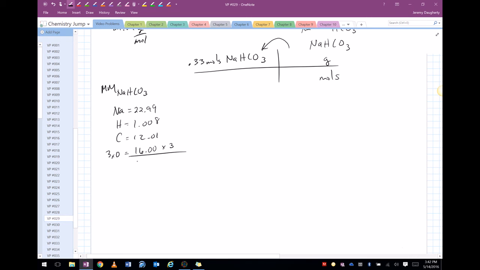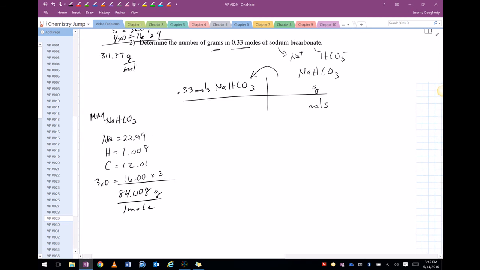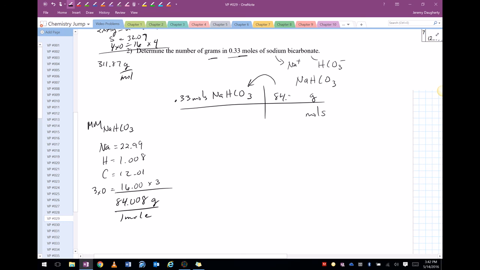Okay, so I get a molar mass of 84.008 grams in 1 mole. So if I come up here, I've got 84.008 grams per 1 mole. So I'm going to take 0.33 times that molar mass that I calculated, and I get a value of 27. I'm going to go to 3 sig figs, 27.7 grams.